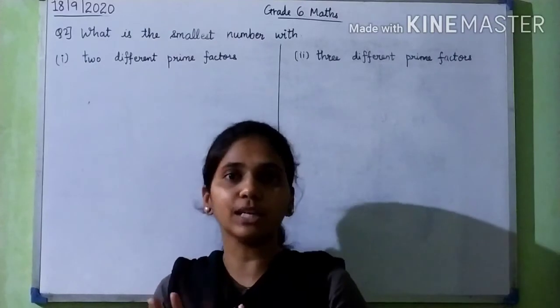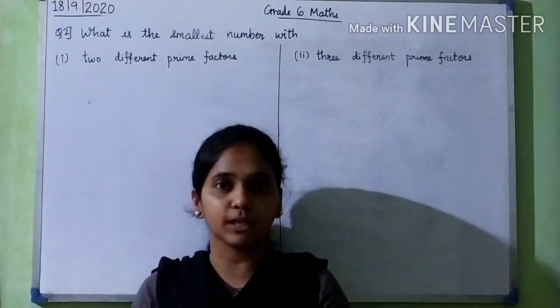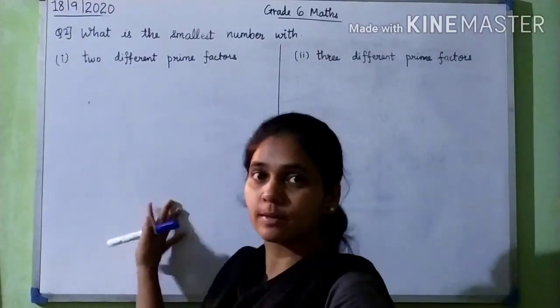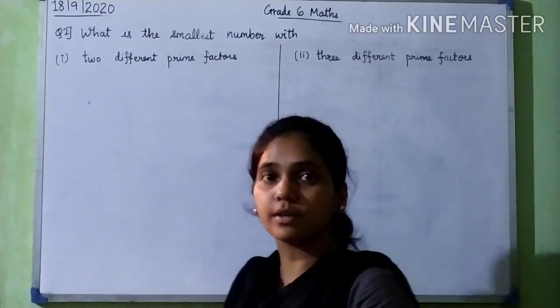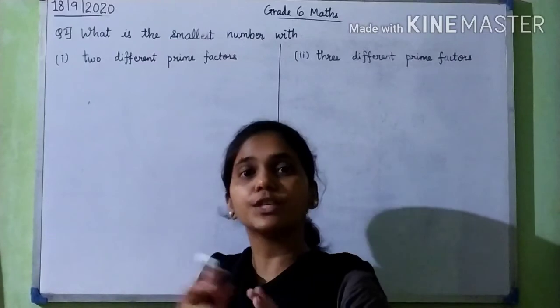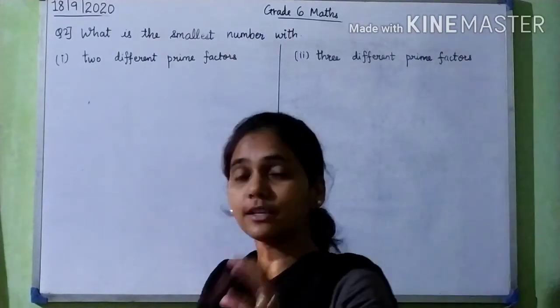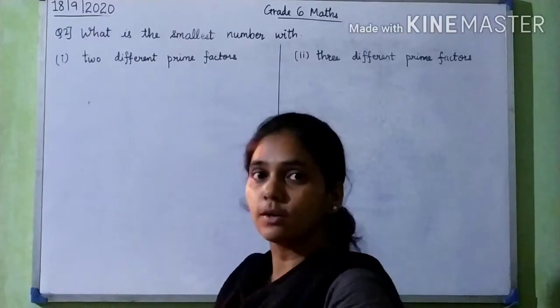2 and 2 cannot be taken. Okay. 3 and 3 cannot be taken. Okay, so it is 2 different prime factors. So we have to find a number which has factors which are different. Okay, and they are prime also. So that is the smallest number which we have to find.